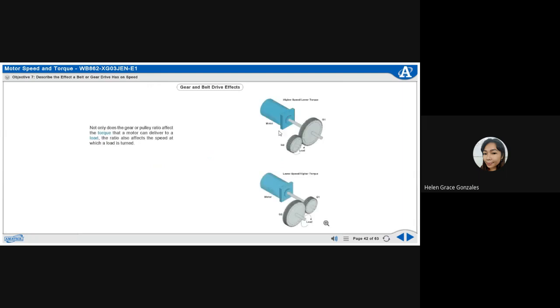Not only does the gear or pulley ratio affect the torque that a motor can deliver to a load, the ratio also affects the speed at which a load is turned. If the gear that is attached to the load has more teeth than the gear on the motor, or if the pulley on the load is larger in diameter than the pulley on the motor, more torque is delivered to the load than is produced by the motor.